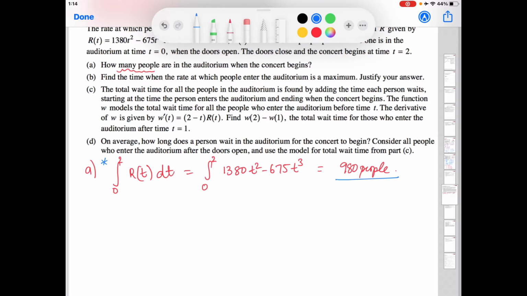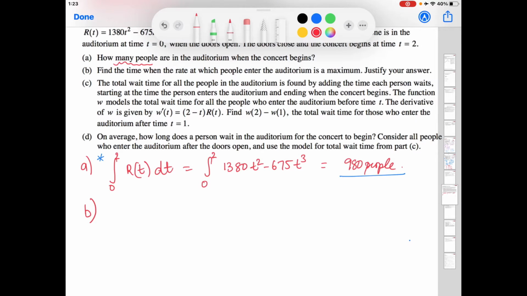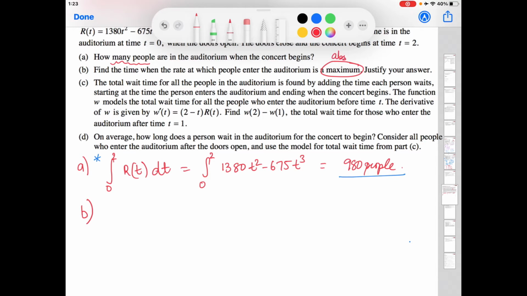So part B, it says find the time when the rate at which people enter the auditorium is maximum. So I'm looking for my absolute max here, right? So this is my absolute max. Justify your answer. So what do I do? Anytime we are doing our absolute max or mins, we always look at our table. So let me switch color. So this is going to be my x, or I would say t here, and this would be r of t, right? Your endpoints go in there, so your endpoints are 0 and 2.